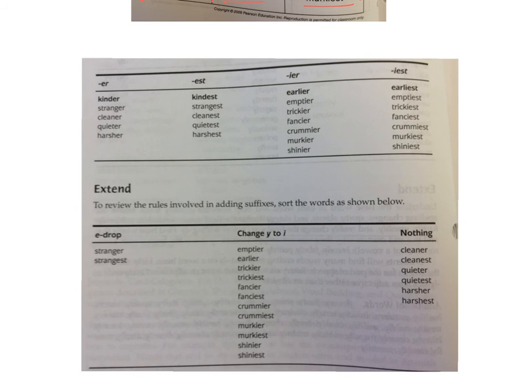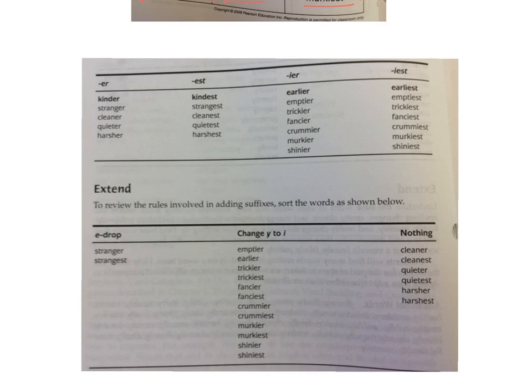So here you'll see two sorts. There's your main sort with the ER, EST, IER, and IEST. It's pretty self-explanatory, but here's a little bit of a review sort that you could look at. It says, what did the rules involve? Adding suffixes. Sort the words as shown below. So the ones you did nothing to go here. You had the Y to the I, and then you had strange, which had an E drop. So these are just some patterns reviewing different things you do to add a suffix at the end of a word.